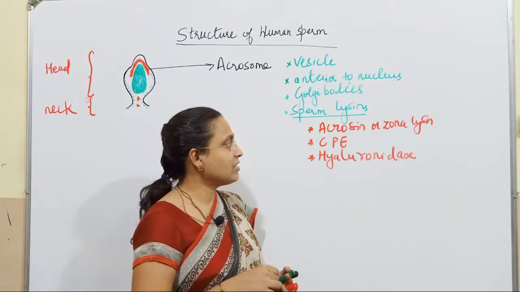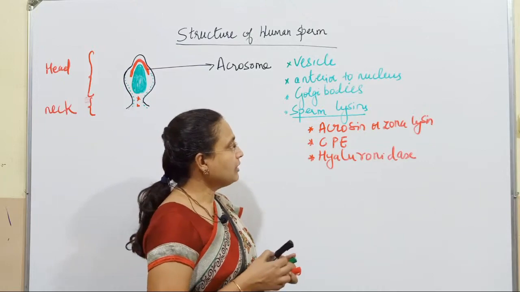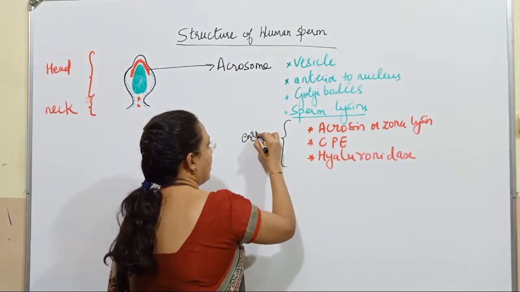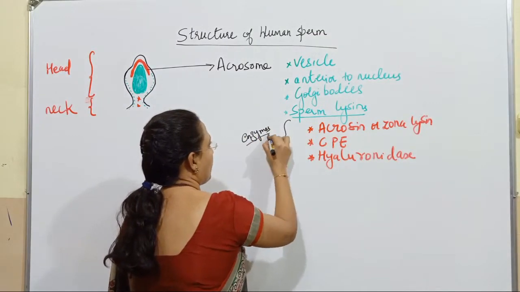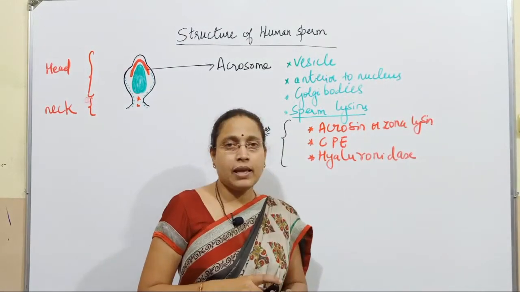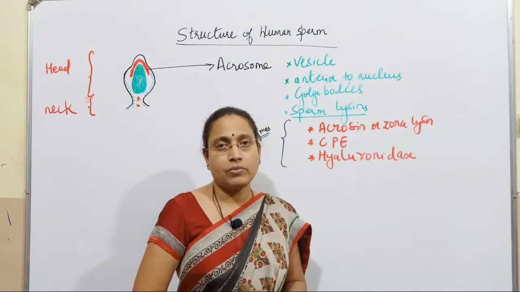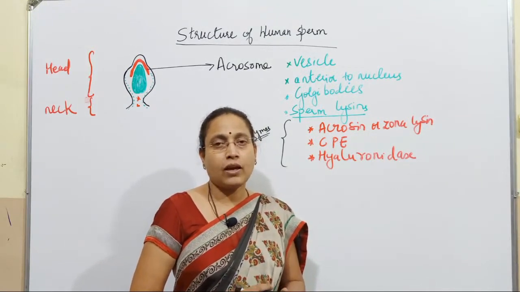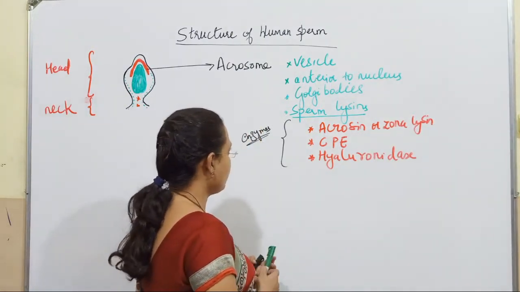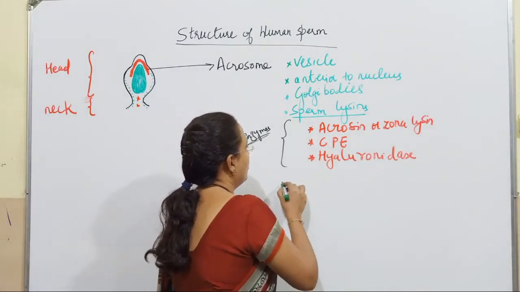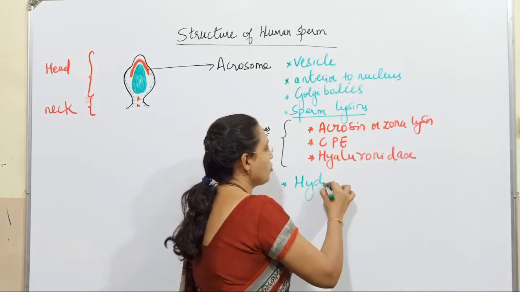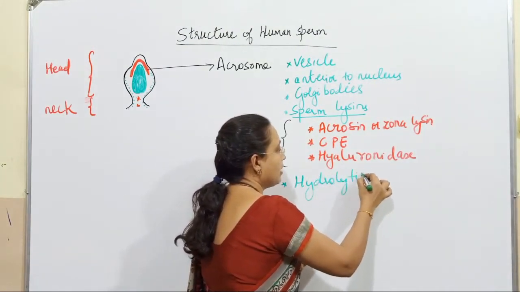Now, what is the nature of these three? All the three are actually enzymes. That means acrosome, apart from these three, also has enzymes. They are hydrolytic enzymes. The kind of enzymes present in acrosomes are called hydrolytic enzymes. So this is the next point, that is, acrosome consists of hydrolytic enzymes.